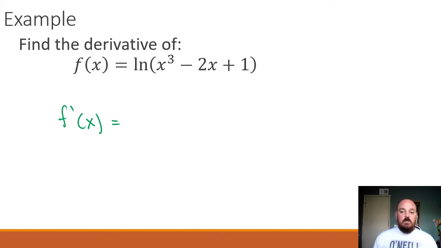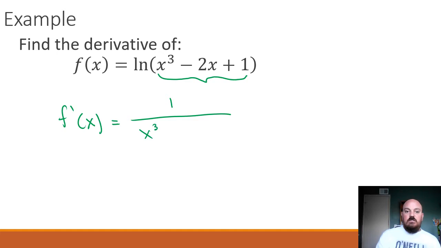So what you do is you can either think of it as kind of a formula or just think of it as the reciprocal derivative. This thing right here is what I'm taking the natural log of. I'm going to take the reciprocal of that thing, I'm going to take the derivative of that thing, I'm going to multiply them together. So the first thing I do is 1 over that whole thing, x cubed minus 2x plus 1, times the derivative of that thing. We'll go piece by piece.